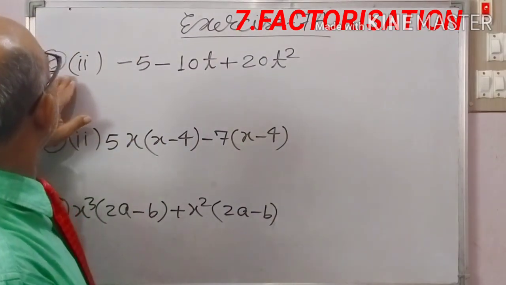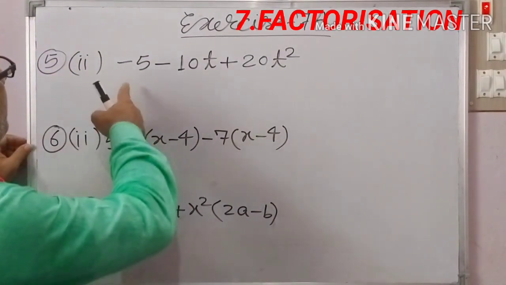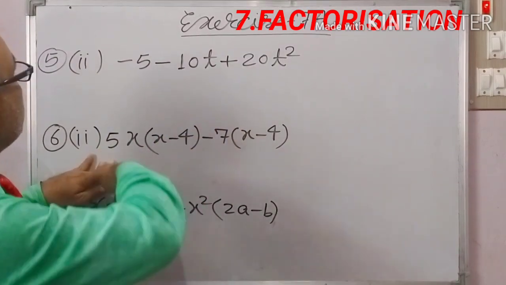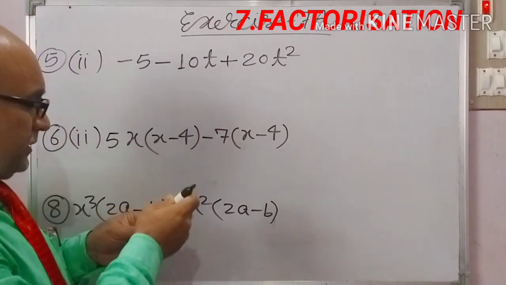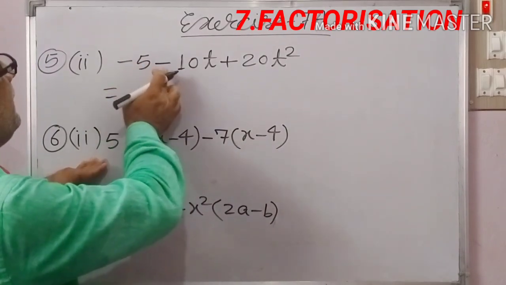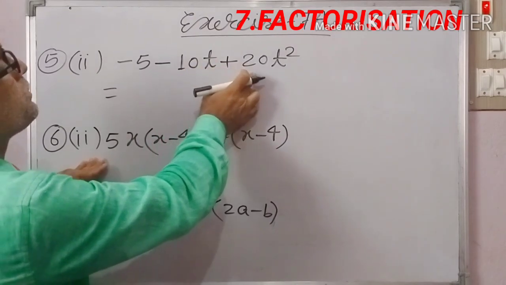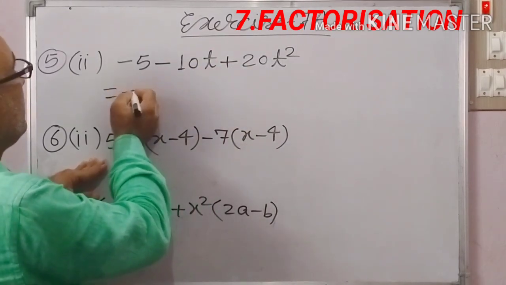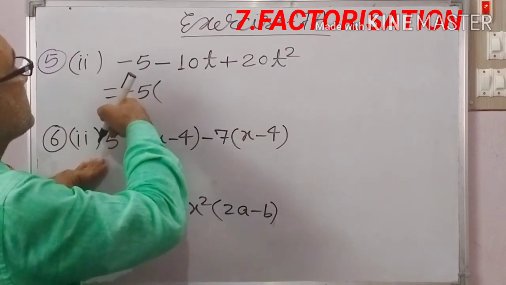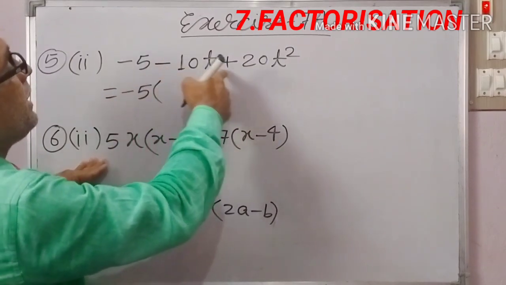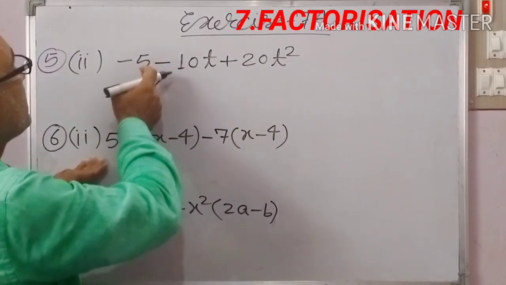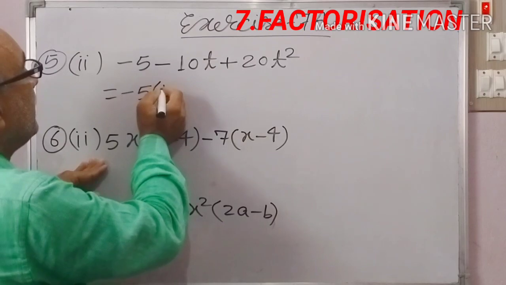Question number 2 of 5. Minus 5 minus 10t plus 20t square. So solve it. Common term is minus 5. Minus common, change sign of all terms. So minus 5, in minus 5 is common. Left 1.